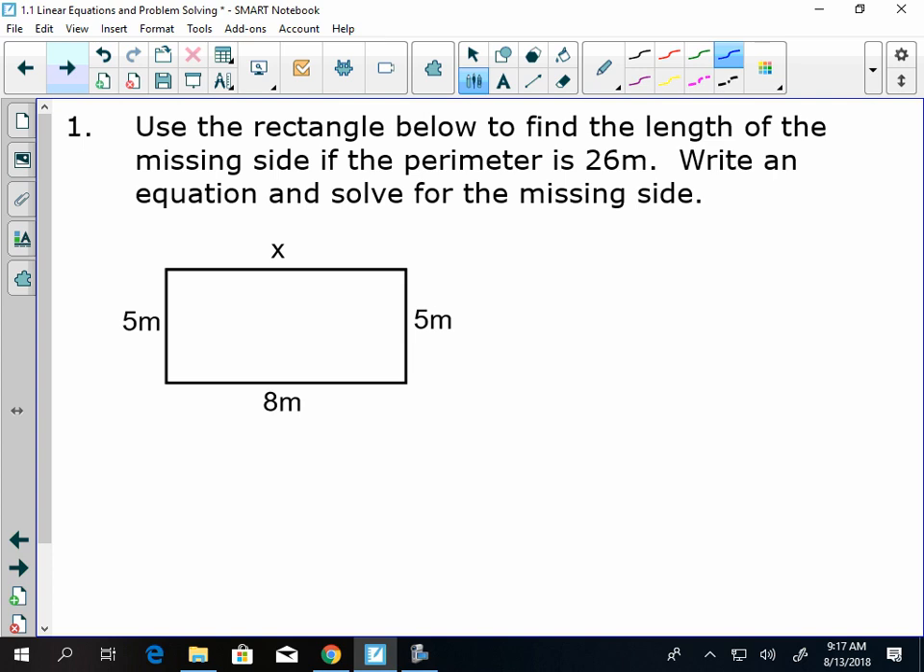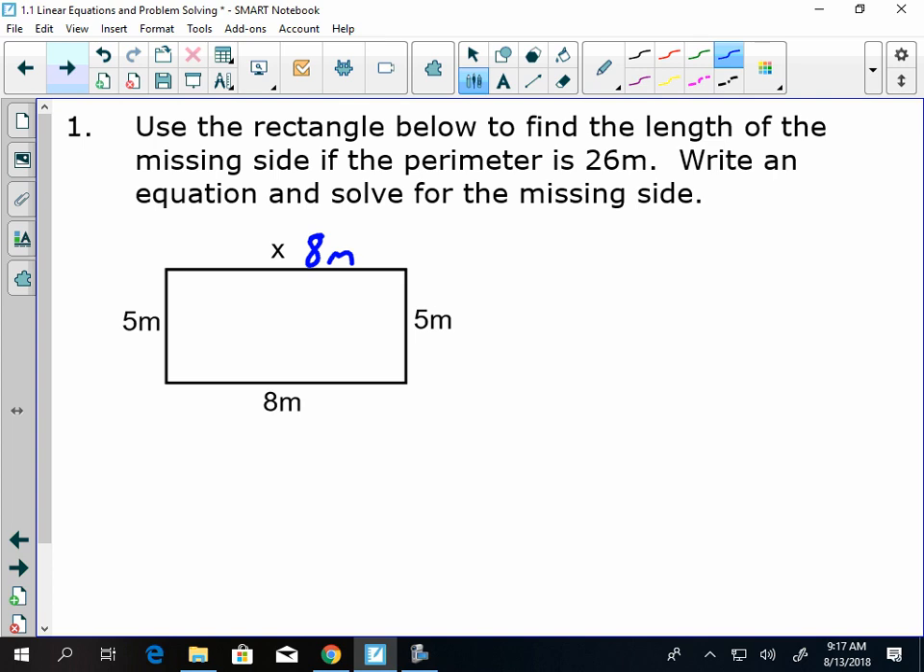Okay, use the rectangle below to find the length of the missing side. If the perimeter is 26, write an equation and solve for the missing side. Okay. Well, right off, I know what the answer should be, don't you? What should the answer be? No, that's the perimeter. It has to be 8 because these two sides have to be the same. But we want to be able to solve it algebraically.